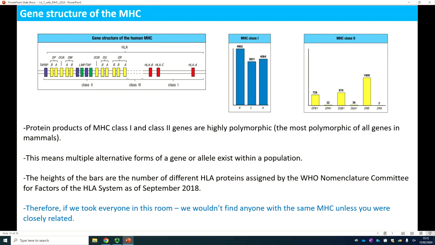But they're highly polymorphic. What this means is that within a population, we have a whole variety of different genes or alleles. That's shown in these graphs here. This is data from the WHO, showing the number of different HLA proteins that they categorized. The take-home message is that if we were to check all the MHC for everyone in this room, everyone would be different. Everyone would be unique, unless you were very closely related. You can start to link that to transplantation and graft rejection as well, because it's all linked to this major histocompatibility complex.